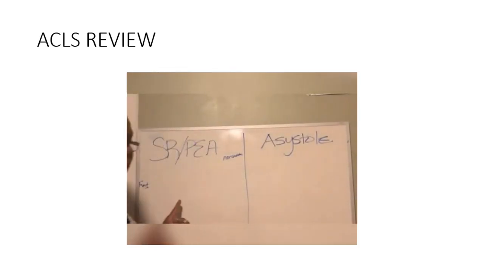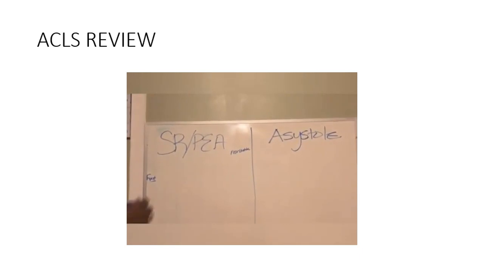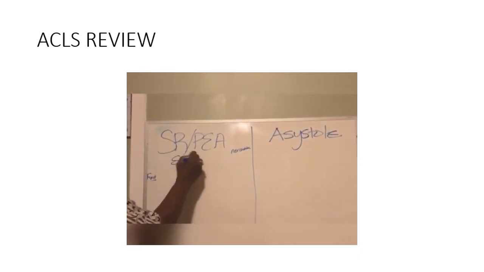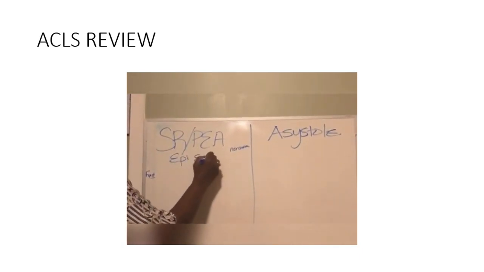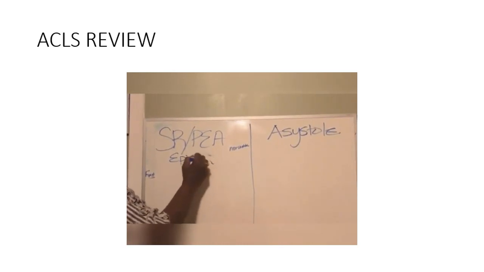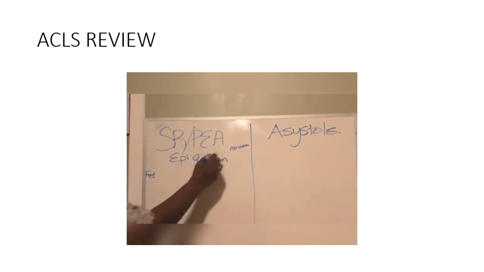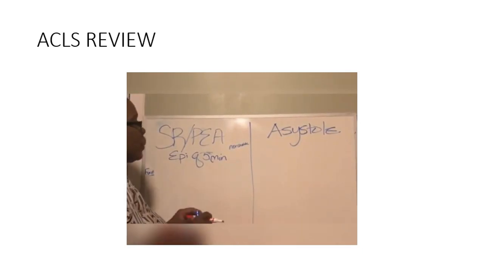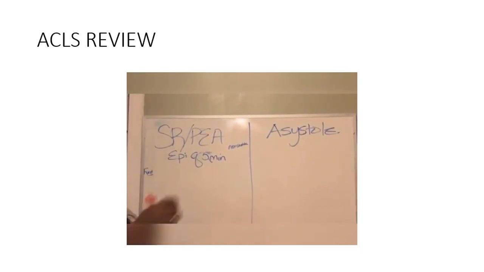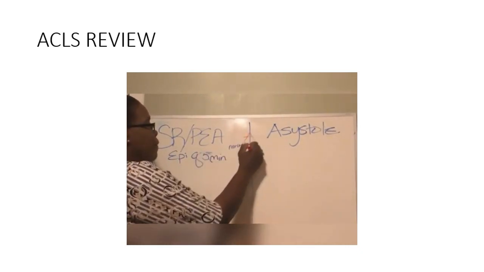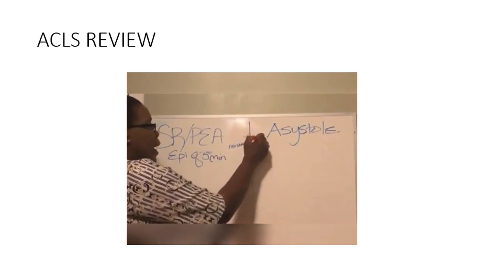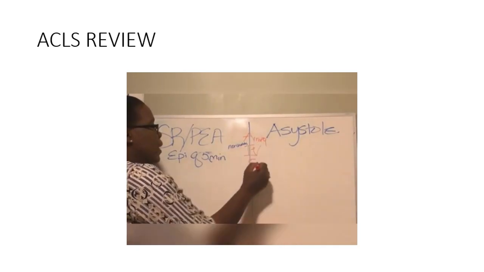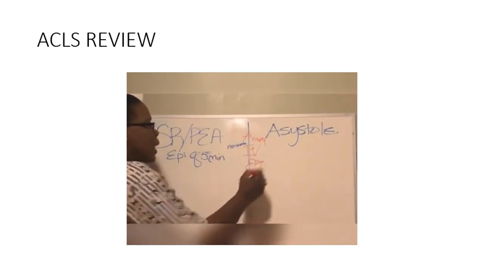Pulseless electrical activity, let's look at that a little bit closer. What do you need? Epi. Epi every 5 minutes. What else do you need for this? Once you've given your first epi, but how do you give the epi? We need something else. I'm going to put it in the middle here. You need 3 things: airway, IV, and then epi. Airway, IV, and then epi.